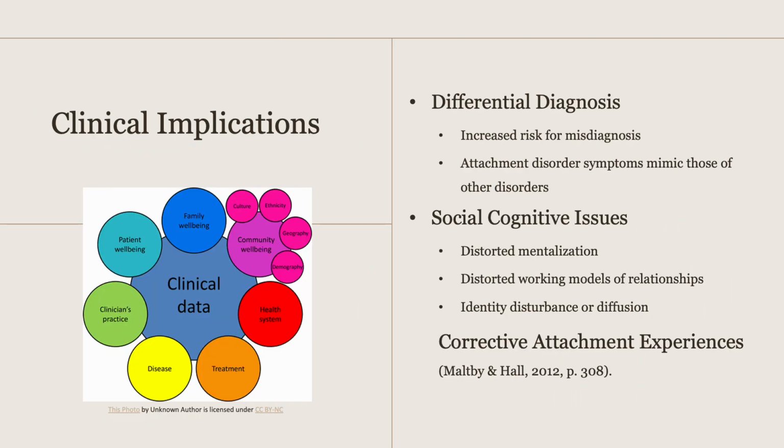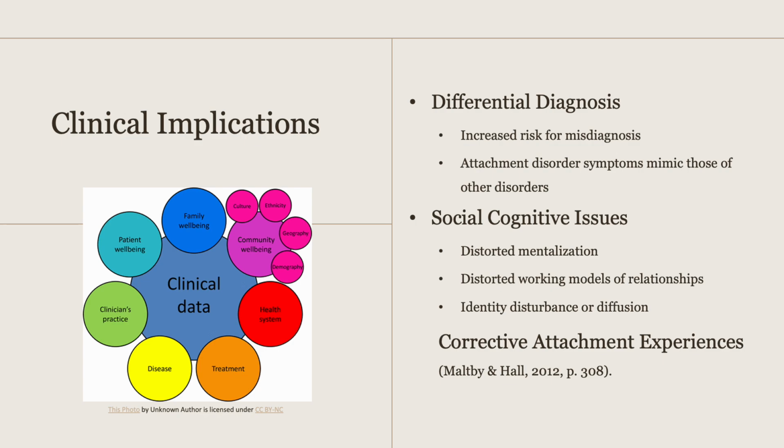Notable clinical implications for counselors working with clients who present with relational trauma center on differential diagnosis and social cognition. Attachment disorder symptoms frequently resemble other psychiatric conditions, making accurate differential diagnosis essential. Without careful assessment, clinicians may overlook underlying attachment disruptions and focus only on surface-level behaviors. Research emphasizes the importance of identifying comorbidities to gain a comprehensive understanding of the client's overall functioning and to determine appropriate interventions.